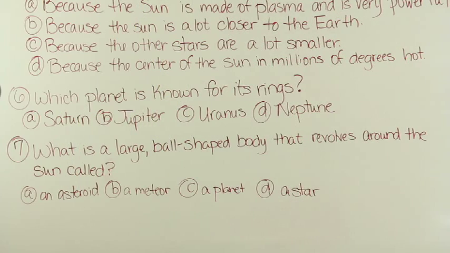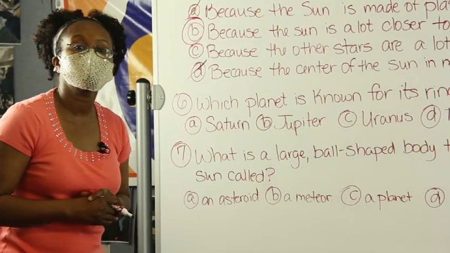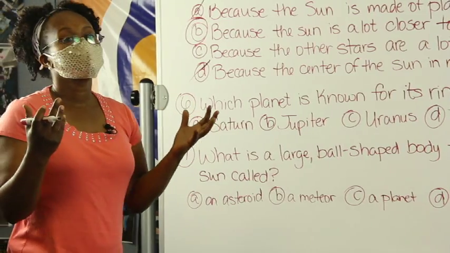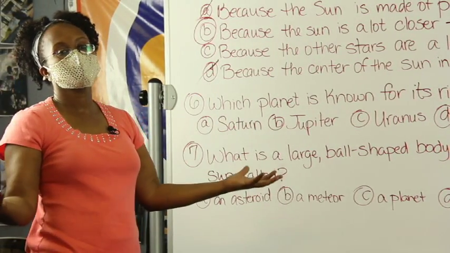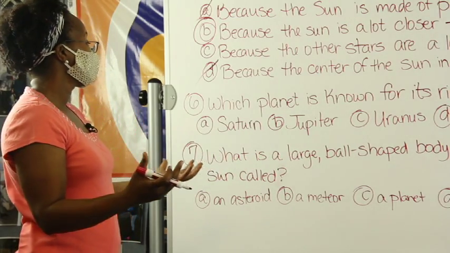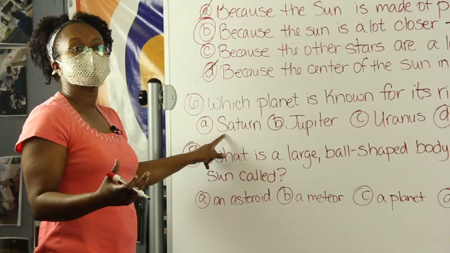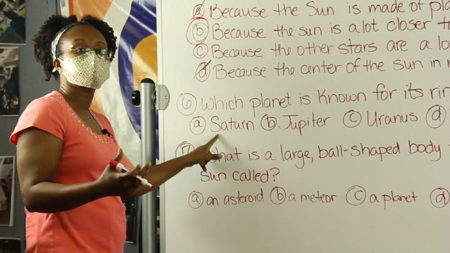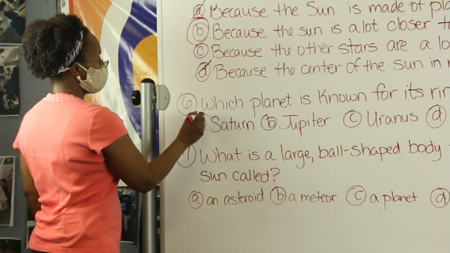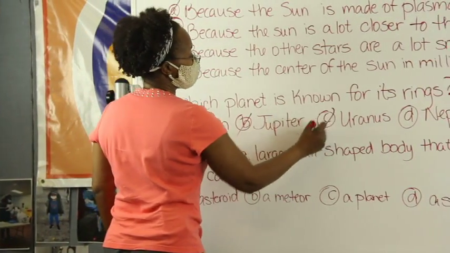Number 6, which planet is known for its rings? We didn't talk about that, but maybe you remember that from school. If you do, go ahead and read through and figure out which one it is. If you have no clue whatsoever, I do apologize, even though it's not really my fault. This is one of those questions you just have to know the facts. And the fact is that Saturn is the planet that's known to have rings. It has 9 rings. So we're going to go with Saturn. That's just a fact you need to know, okay?